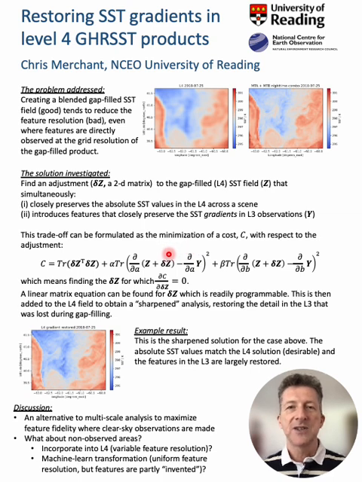The gradients in the east-west direction are represented by the second term. You can see that we're comparing the gradient of the restored level 4 analysis plus adjustment to the gradients in the observations from the AVHRRs. And the cost function has a term representing the difference between that restored level 4 gradient and the observed gradient.